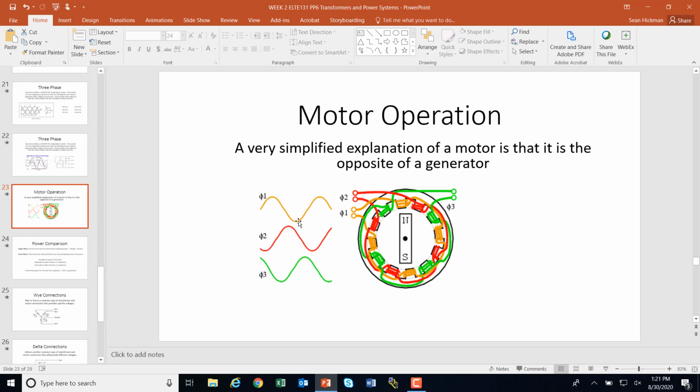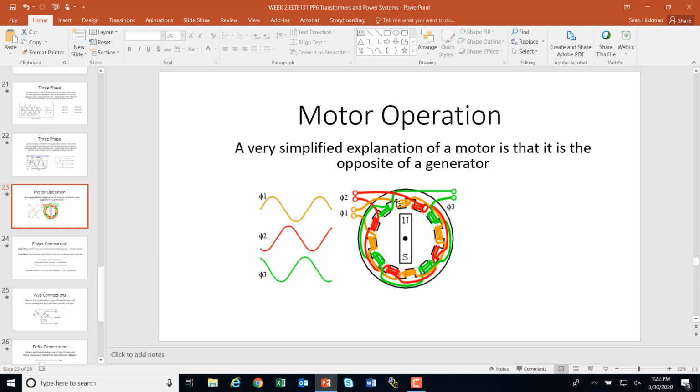So for a generator, what we did is we rotated this magnet by these coils, and then we generated potential. And as the magnet end got closer and closer until it lined up perfectly, that's when we had the peak, and then when it walked away, it got less and less, and that's why we ended up with a sine wave. It peaked out and went lower, then it went to the next one. Okay. Well, a motor, you can imagine, kind of works the opposite of that.